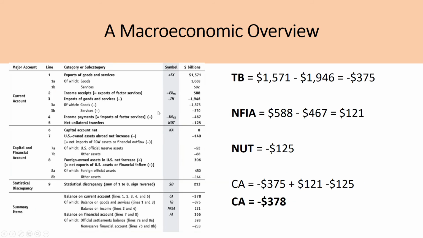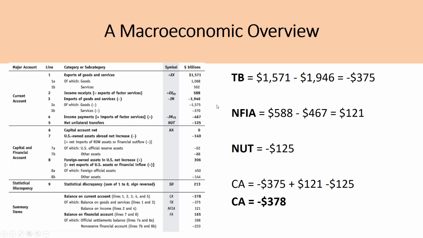Okay, so here's an overview. This is an example of the U.S. balance of payments accounts, and essentially we're going to calculate the current account. For the trade balance, we can see the exports of goods and services is 1,571, and the imports of goods and services is 1,946. And so the net exports is actually negative. There's net imports of $375.